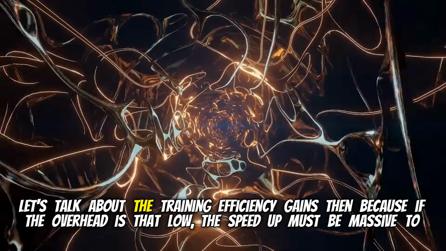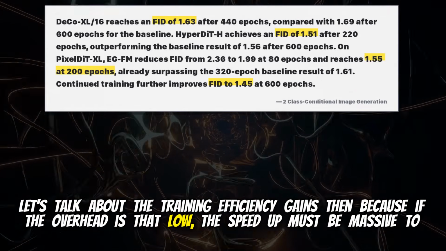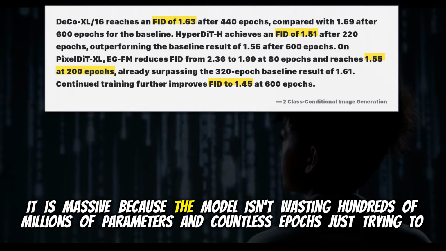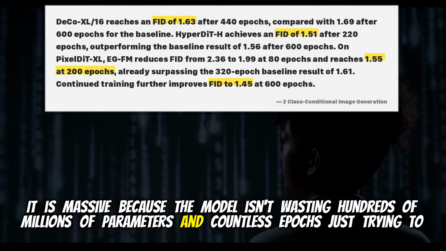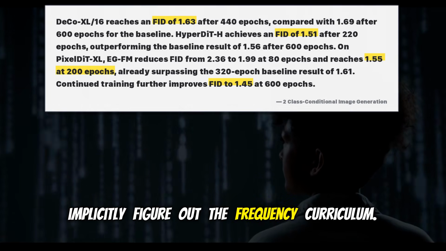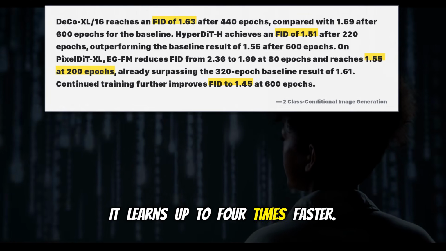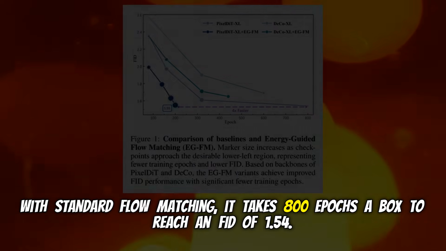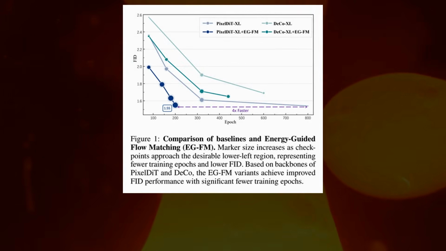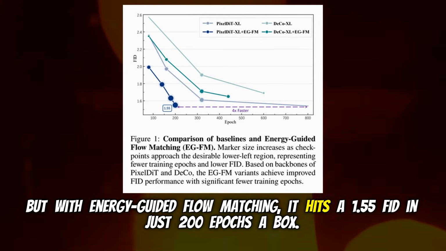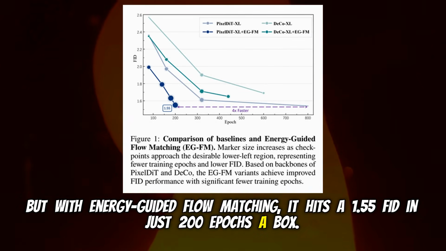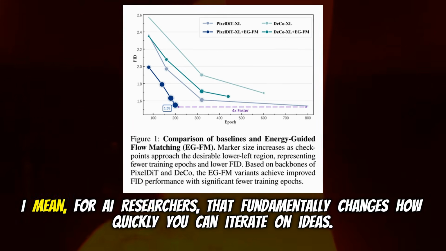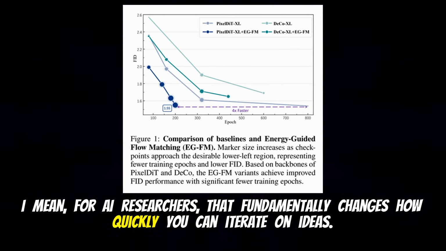Pretty much. Let's talk about the training efficiency gains then, because if the overhead is that low, the speed up must be massive to justify the implementation in the first place. It is massive. Because the model isn't wasting hundreds of millions of parameters and countless epochs just trying to implicitly figure out the frequency curriculum, it learns up to 4 times faster. 4 times? Yeah, look at Pixel DiT-XL. With standard flow matching, it takes 800 epochs to reach an FID of 1.54. But with energy-guided flow matching, it hits a 1.55 FID in just 200 epochs. 4 times the efficiency. That is hundreds of GPU hours saved. I mean, for AI researchers, that fundamentally changes how quickly you can iterate on ideas.